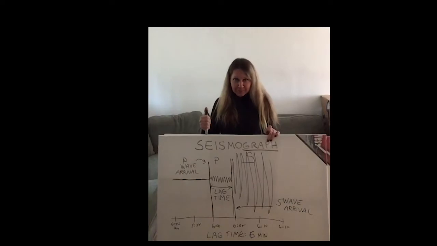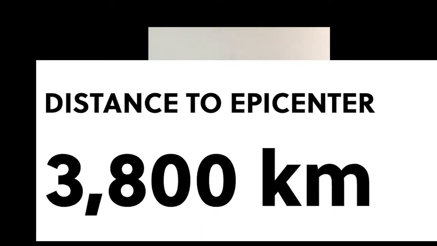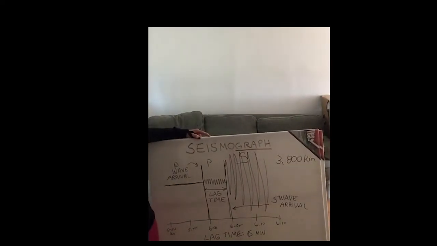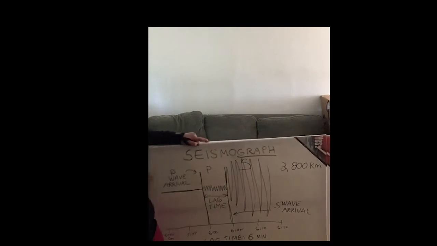So now we have the epicenter distance, or the distance we are from the earthquake, and that is 3,800 kilometers. So that's how far that earthquake is away from us. And we can use triangulation methods to figure out the exact location of that earthquake.